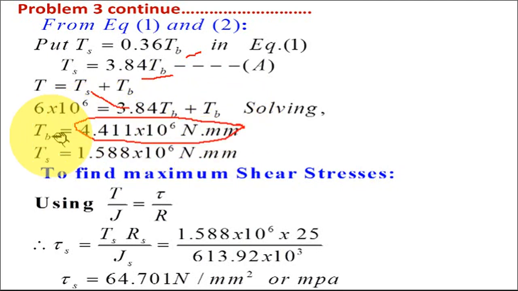So this is the torque transmitted by bronze, and if you use this relation Ts is equal to 3.84 Tb, you will get the torque transmitted by steel. Okay, it is separate because the total torque is known as 6 into 10 to power 6. Now the individual torque transmitted will be calculated using the relations.